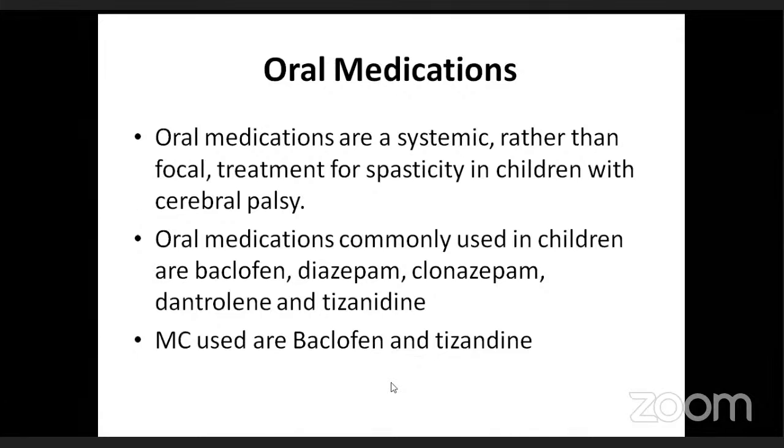Coming to oral medication for spasticity, the commonly used medications are baclofen, diazepam, clonazepam, dantrolene, and tizanidine. I think most of us commonly use baclofen and tizanidine, and rarely diazepam or clonazepam. The problem with oral medication is that the effects will be systemic rather than focal. So you have to be very, very careful about the side effects of these medications when you start giving them to the patient.